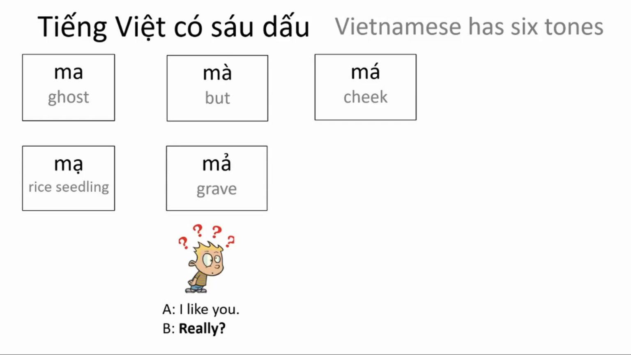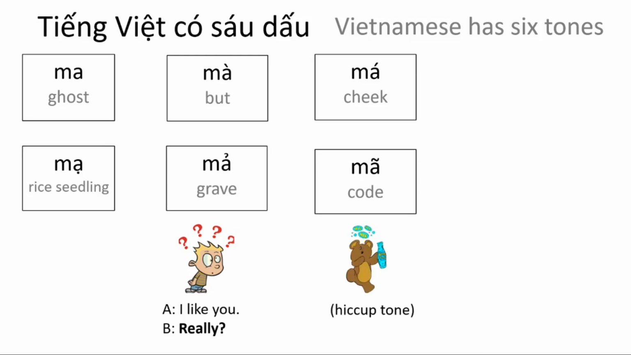And then you have the sixth tone, which is ma, meaning code. And I'm calling this the hiccup tone, and you'll see why in a minute. The tone mark on the top here is actually called a tilde. Now, if we look at it enlarged here and we break it apart, it's quite reminiscent of the tonal contour you use for this tone.